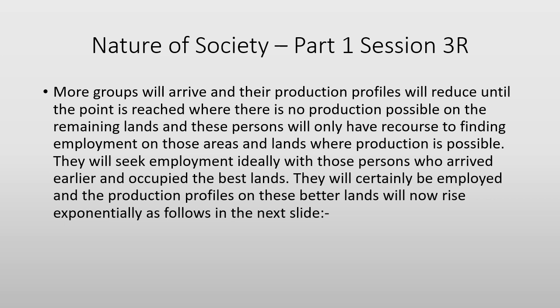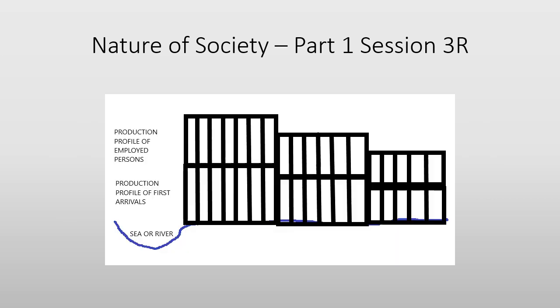They will certainly be employed, and the production profiles on these better lands will now rise exponentially, as follows in the next slide. So those new arrivals who cannot find good land and who have to seek employment on lands that are already occupied. So we have the production profile of the employed person, literally doubling the production profile of the land itself, the production profile of the first arrivals plus the second arrivals.